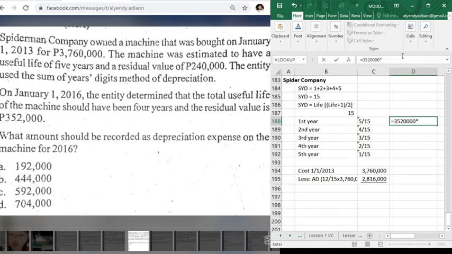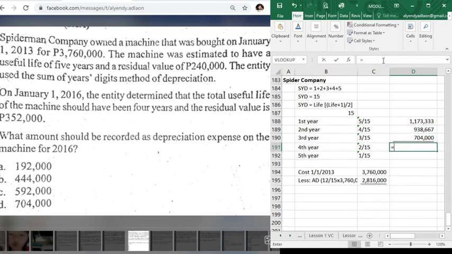3,520,000 times 5 over 15. Okay, 3,520,000 times 4 over 15. And 3,520,000 times 3 over 15. Now, let us check kung pareho ra ba. 1173 plus 938 plus 704, that is 2,816,000. Okay, so pareho ra jud ang nigawas nga answer.